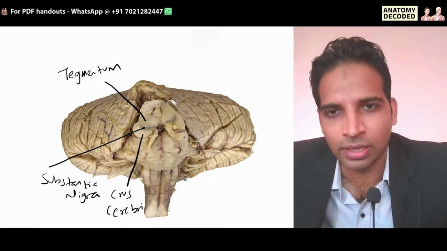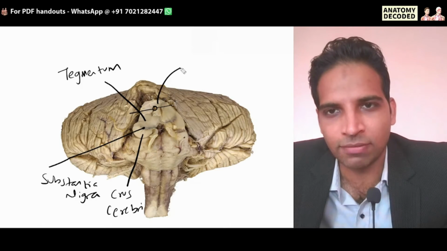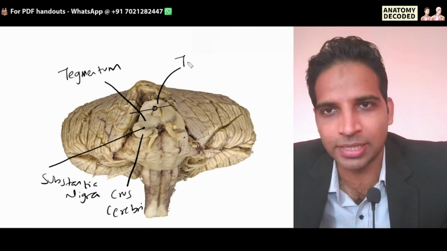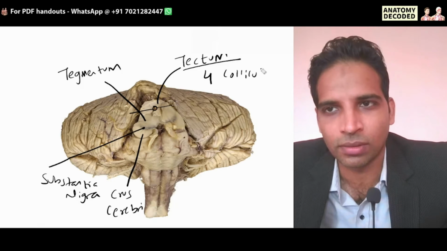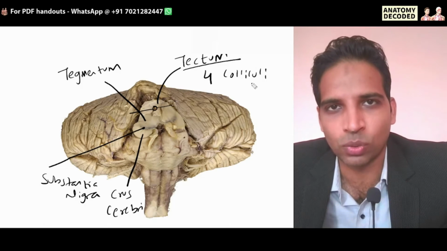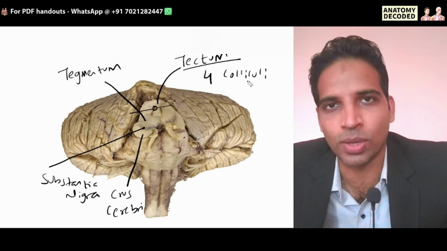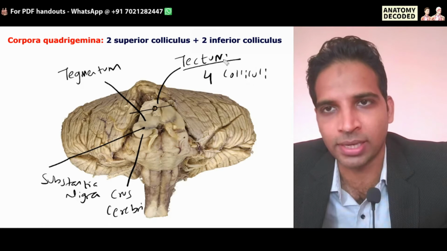Tegmentum extends up to the region of the cerebral aqueduct. This is the opening of the cerebral aqueduct. Draw an imaginary horizontal line here, behind which the area is named the tectum. The tectum has the four colliculi: the two superior colliculus and two inferior colliculus, together referred to as corpora quadrigemina. That is present in the tectum region.